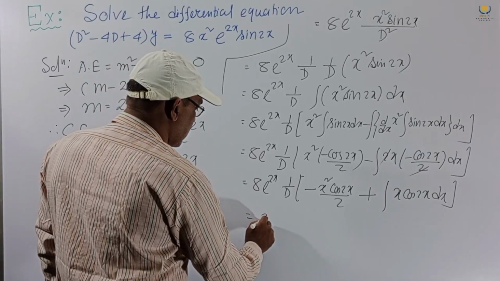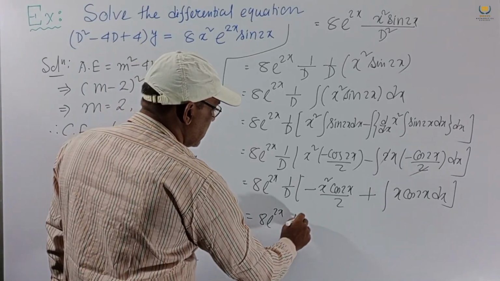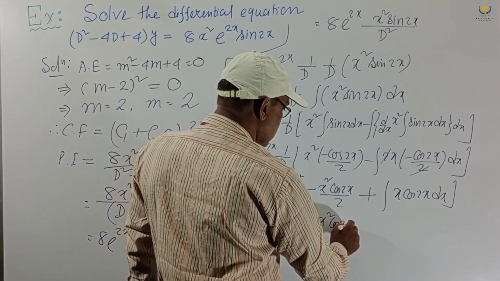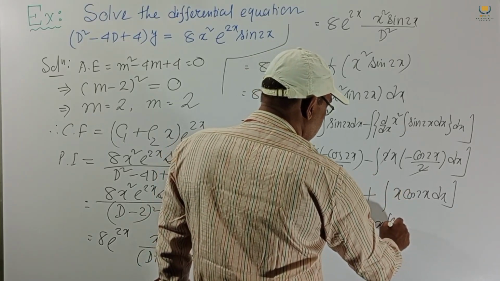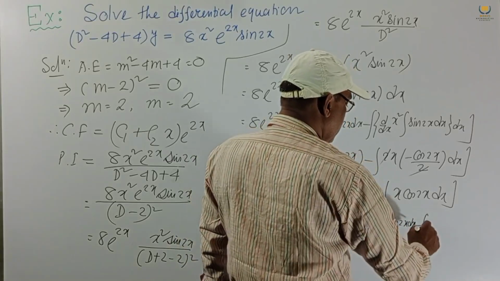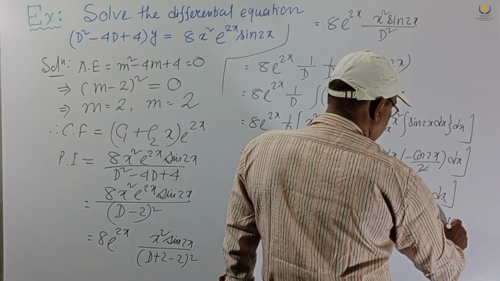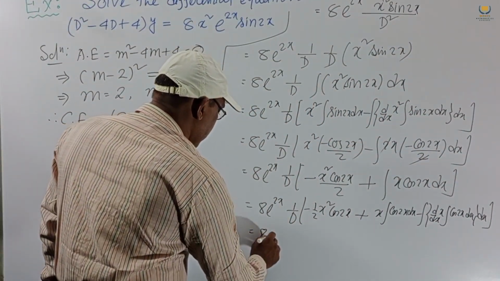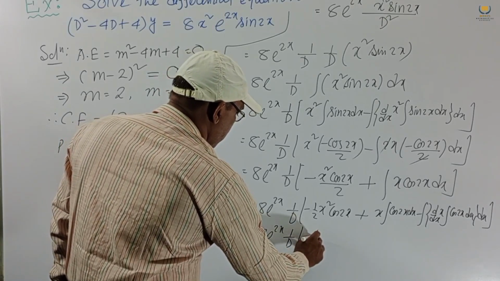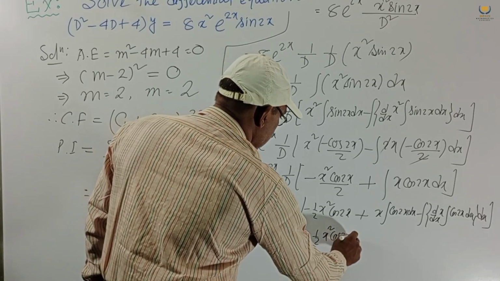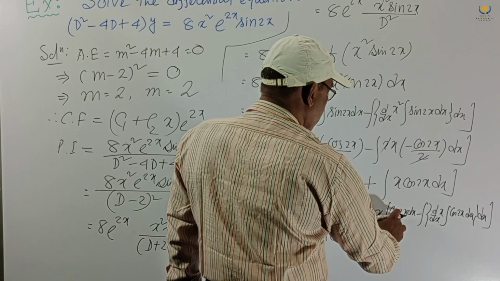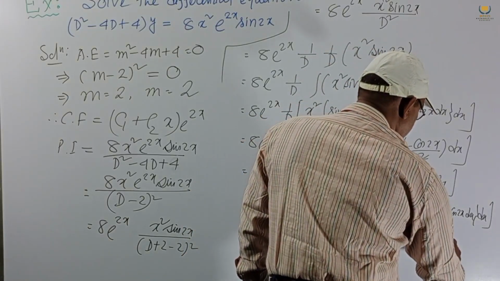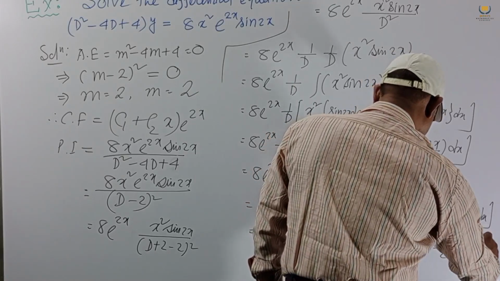And this is 8 e to the power 2x, 1 by D, minus 1 by 2 x square cos 2x. Again, using Bipart's formula, x times the integration of cos 2x, minus the integration of d/dx of x times the integration of cos 2x dx, into dx. This: 8 e to the power 2x, 1 by D, minus 1 by 2 x square cos 2x plus x times sin 2x by 2, d/dx of x is 1, sin 2x by 2 dx. We get this.